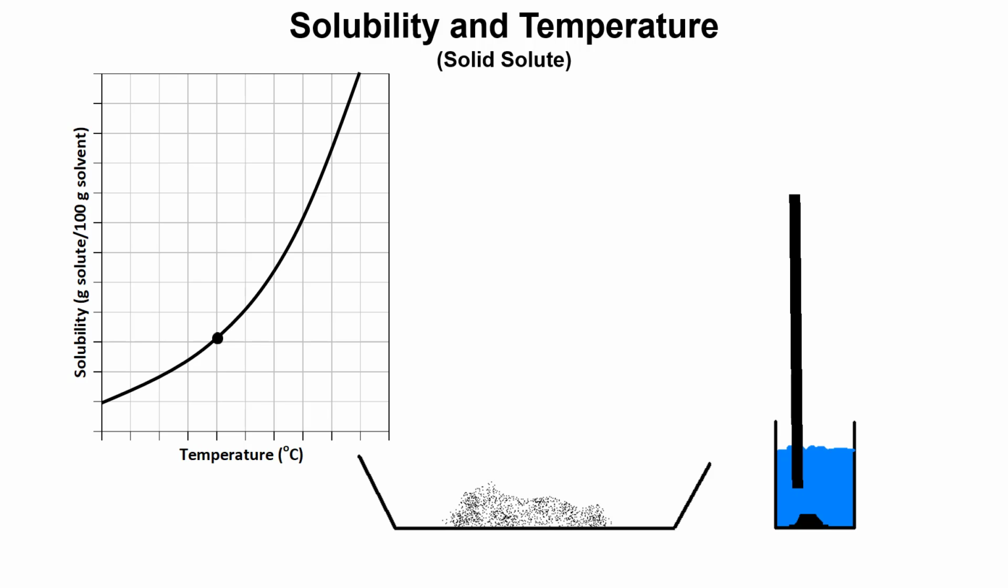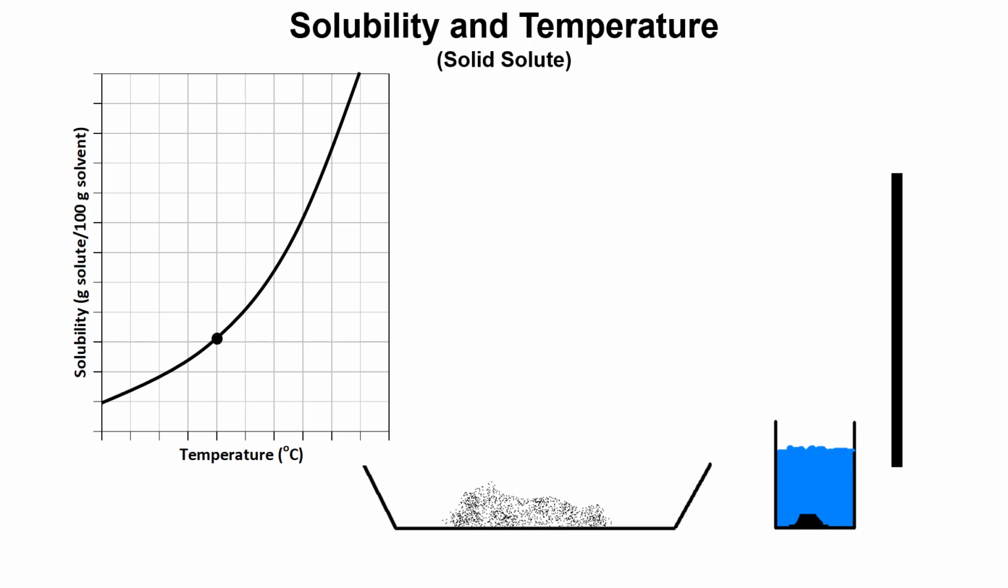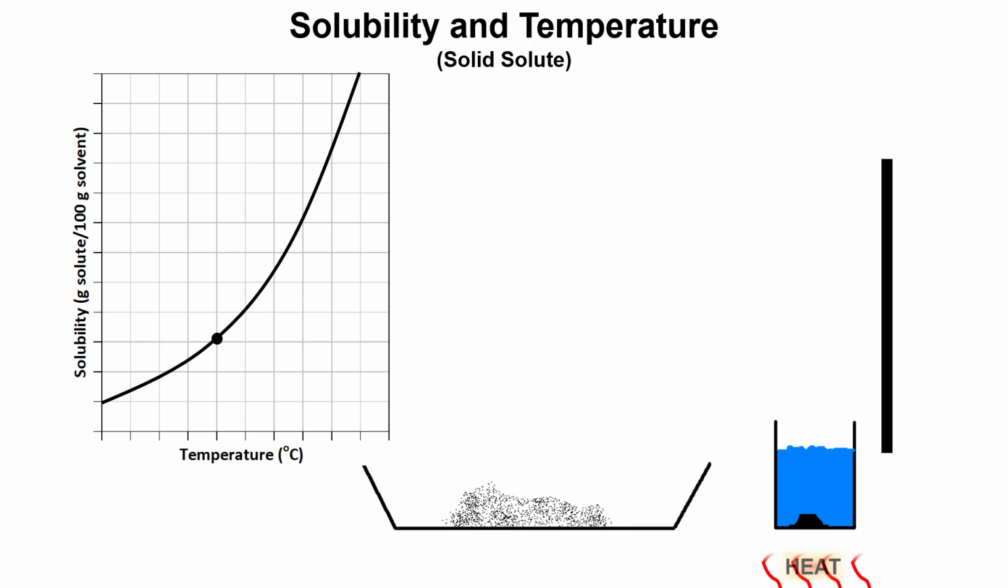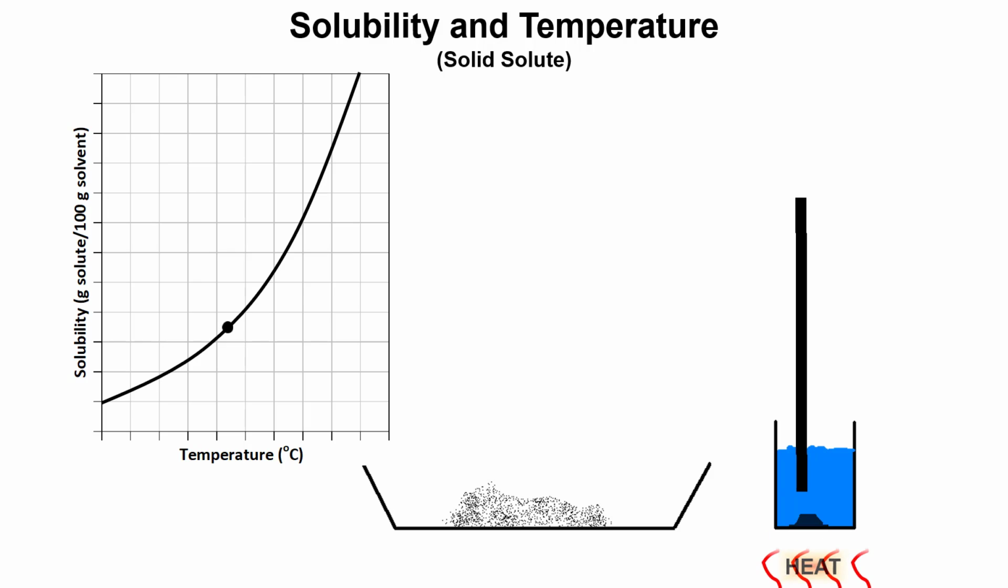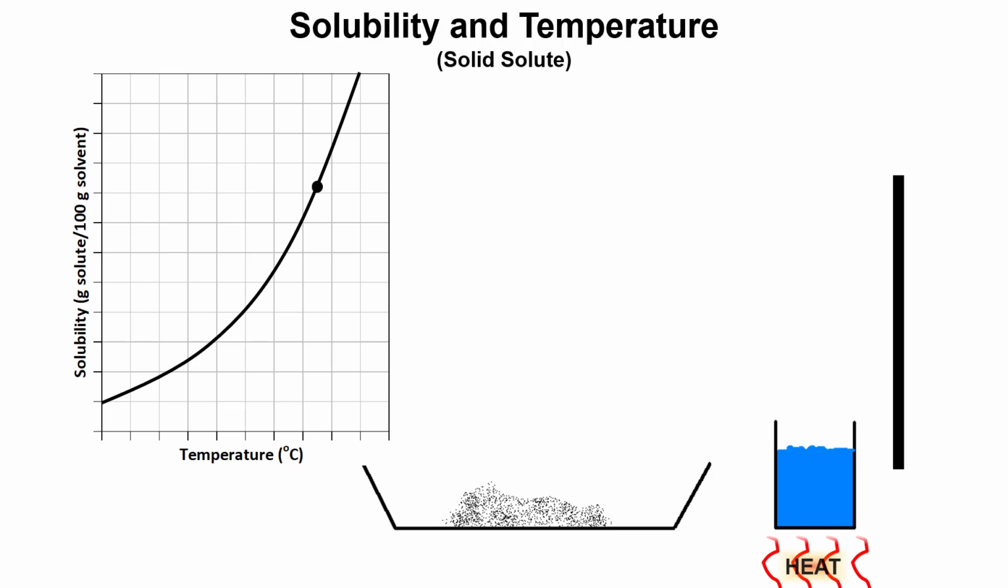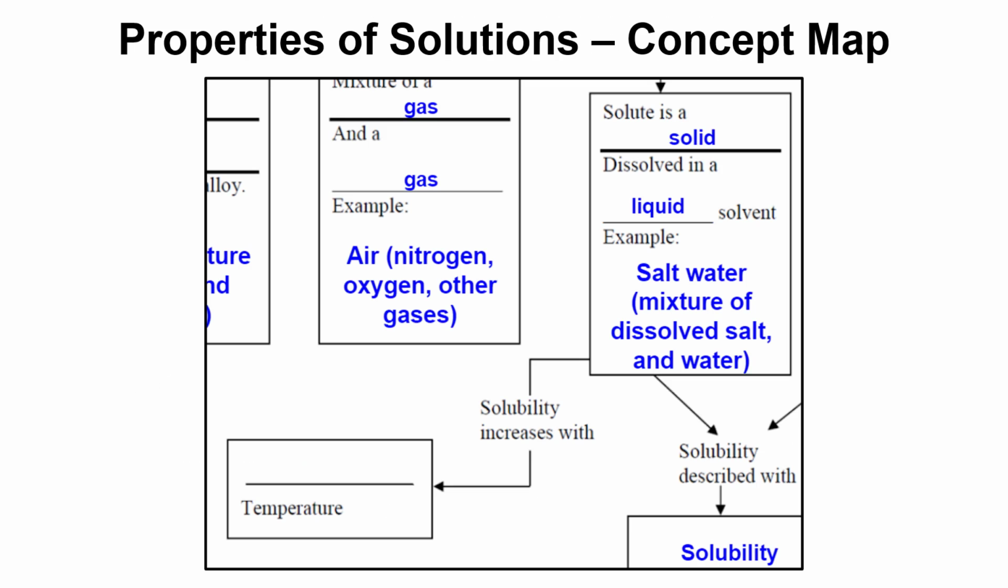How can we get it to dissolve? Well, we've got to increase the temperature, right? So we're going to add some heat. And now if we mix it up, it will dissolve, and we'll move into that area right there. All right. So let's say for a solid solute, the solubility increases with temperature, and fill that out on the concept map.